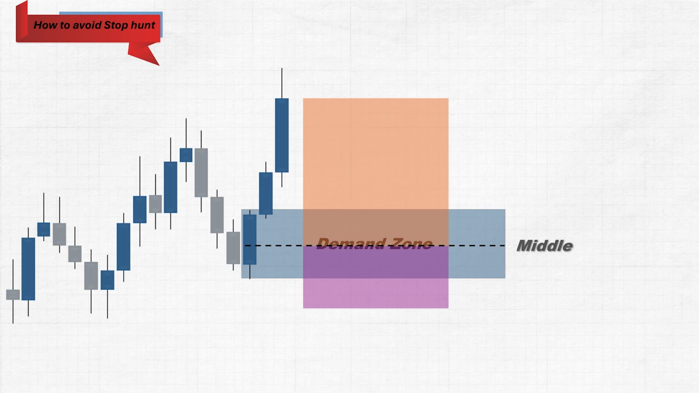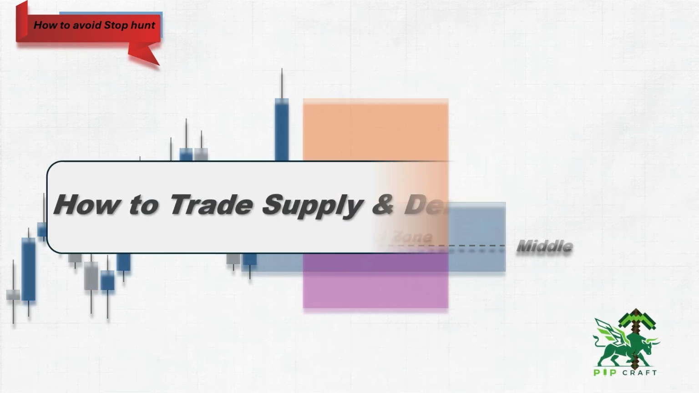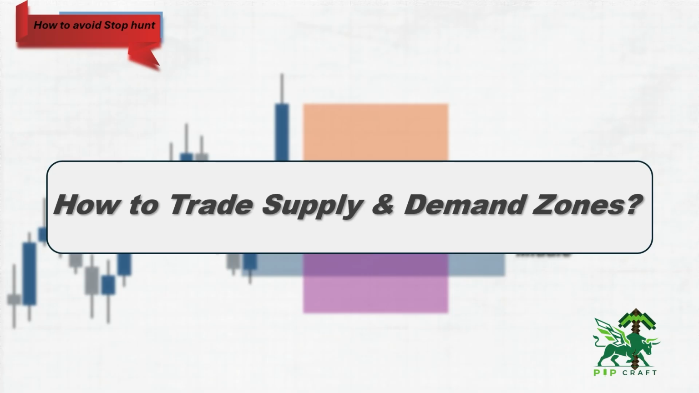In the case of a larger demand zone, consider entering near the middle of the zone and placing your stop-loss below it. Up to this point, we've talked about what supply and demand zones are, the psychology behind them, and how to correctly mark them on the chart. Now, we're finally moving into the most important part, how to actually trade them.